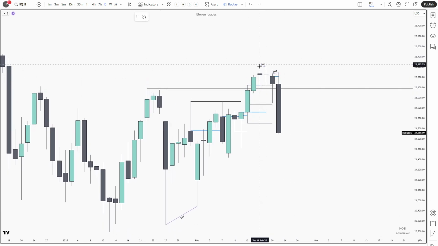The change in state of delivery is instant, a V-shaped recovery, a closure above the down close candles. But we don't get that, we get a reversal at the previous day high. So this candle has expanded towards the downside, the Friday's candle. Now I will clean up the chart.